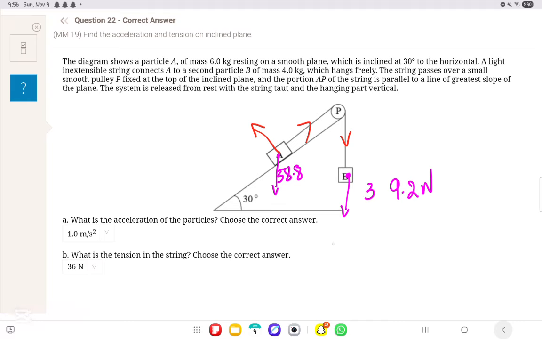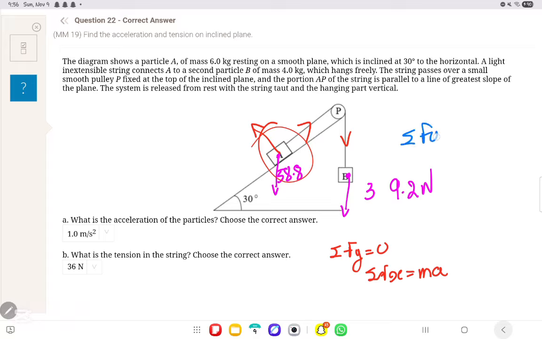When the system is released from rest, we will have sigma Fy equal to 0 first of all. However, sigma Fx is equal to ma. This is for which particle? For particle A, whereas for particle B, it is sigma Fy, which is equal to ma. Right? This is very important to know the difference, okay? Because A has a surface, B is hanging on a rope. This is why sigma Fy is ma, because it's the only force, okay? So what is sigma Fy?